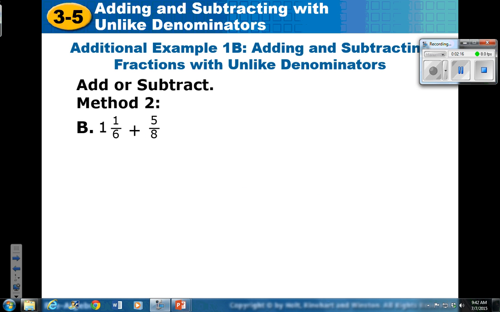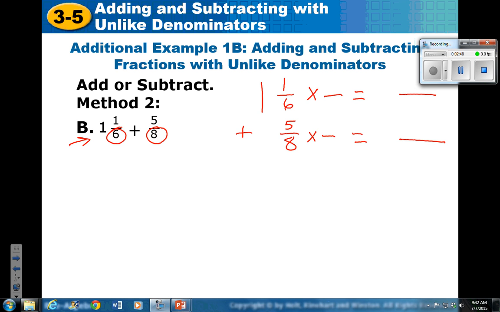Okay, when you add numbers, you do not have to change this mixed number to an improper fraction. It's fine the way it is. But let's go ahead and write this going up and down. 1 1/6 plus 5/8. Notice that the 6 and the 8 are the denominators and that they are different. So we're going to need to multiply by something to get a common denominator. It's very common to forget about this whole number 1, so I'm just going to go ahead and put it there so I don't forget about it.